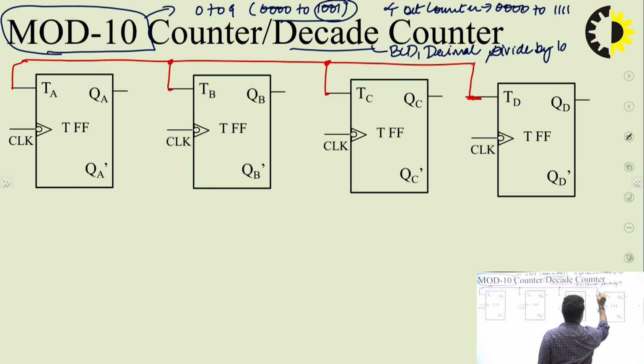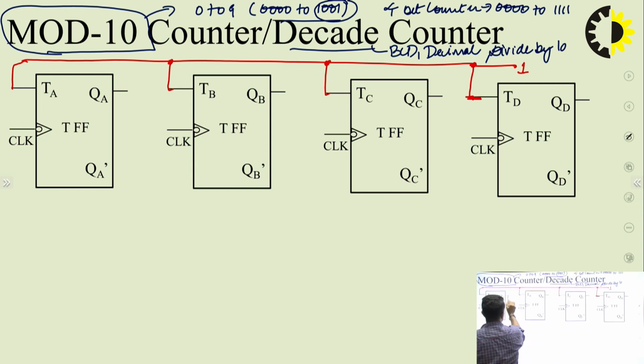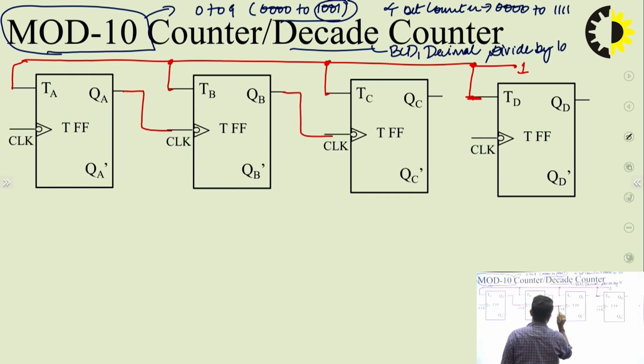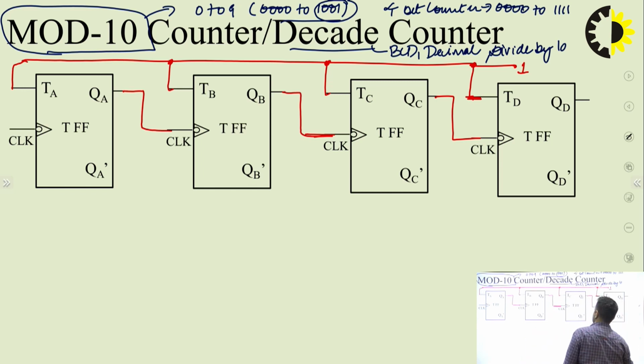And this can be connected to 1. Okay. Again, the output of the first flip-flop becomes the clock of the next flip-flop. Similarly here. Similarly here. And there is no further flip-flop, so these are the clock connections. Output will be taken for display.